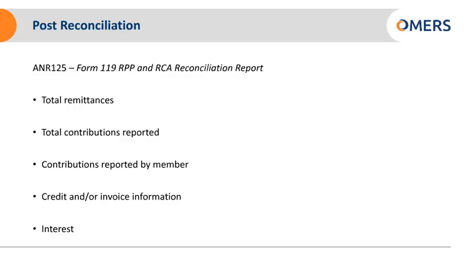When your group has reconciled, the ANR 125 Form 119 RPP and RCA reconciliation report will be generated and sent. It will also be available in e-access under the dashboard. This report summarizes total remittances, total contributions reported by member, credit and/or invoice information, and interest, if any.